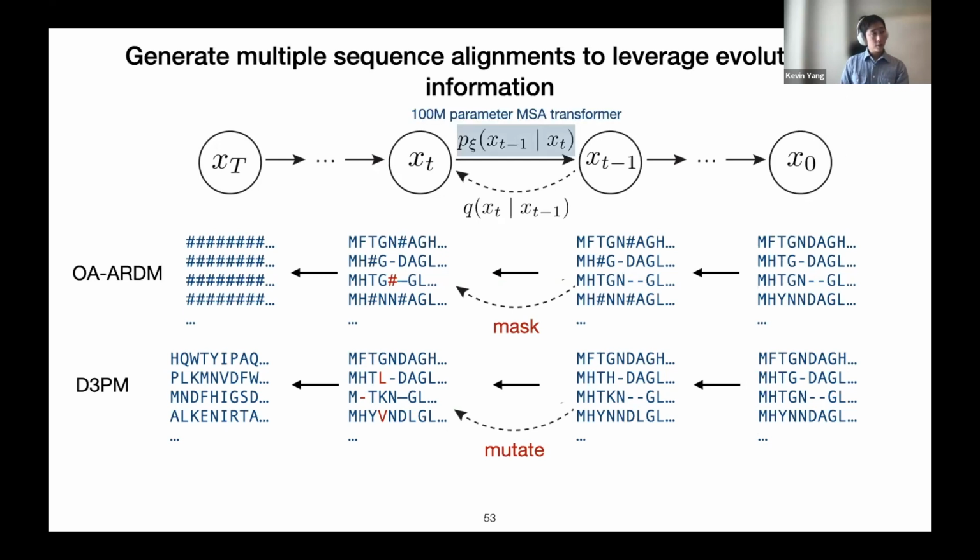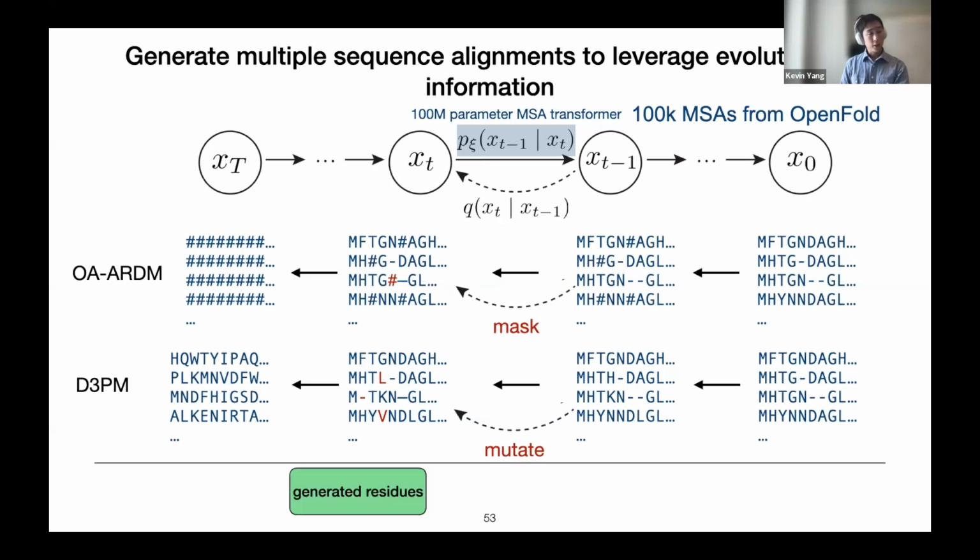Once again, we want to be consistent in our architecture and training sets so we can compare. We're using a 100 million parameter MSA transformer architecture, which is a 2D transformer. We train these on 100,000 MSAs from the OpenFold training set. And here, we're going to look at generated residues and the overall sequence structure.